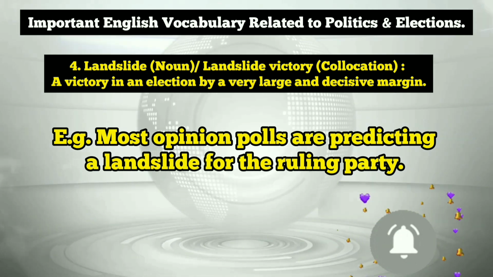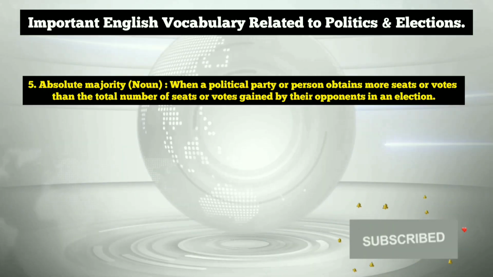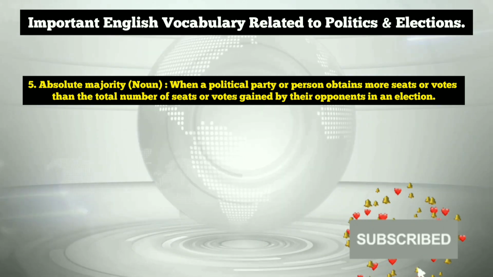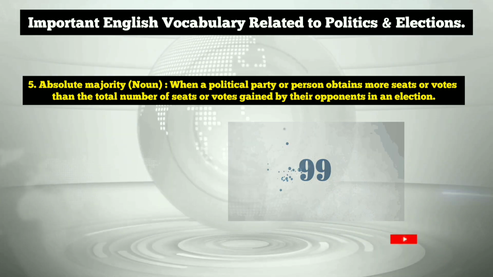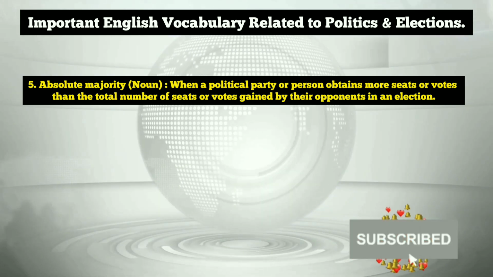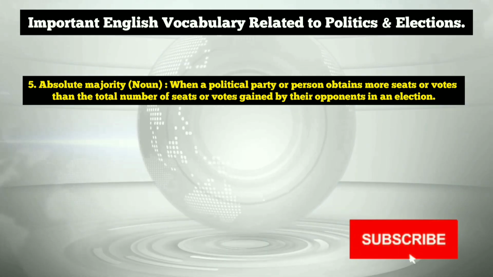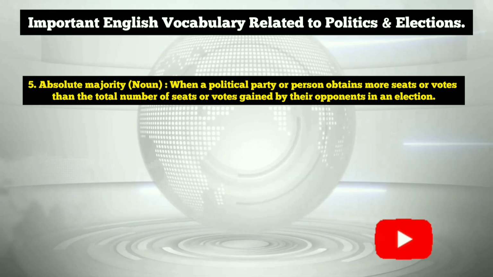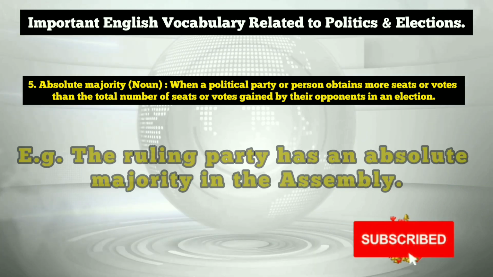Up next we will dive into the next one, that is absolute majority. Very interesting term. Absolute majority is a noun. It means when a political party or person obtains more seats or votes than the total number of seats or votes gained by their opponents in an election, that's called absolute majority. Obtaining more votes or seats in an election and becoming the most prominent party, that's called getting an absolute majority. Let me show you how to use it.